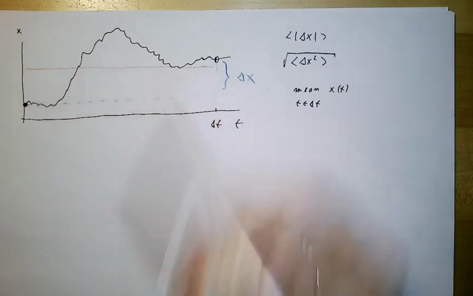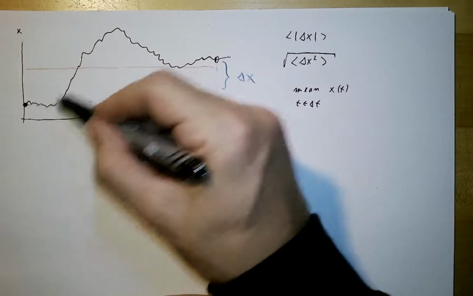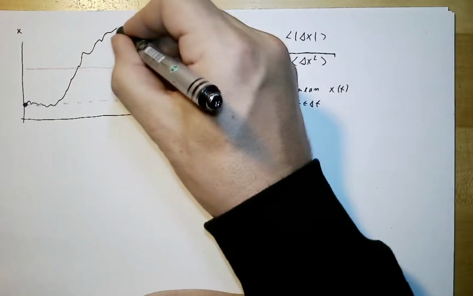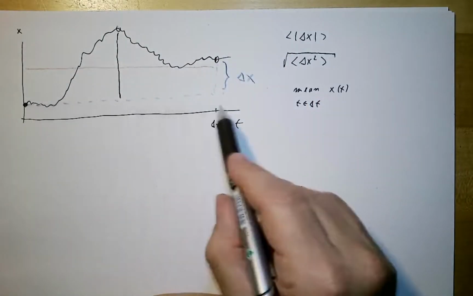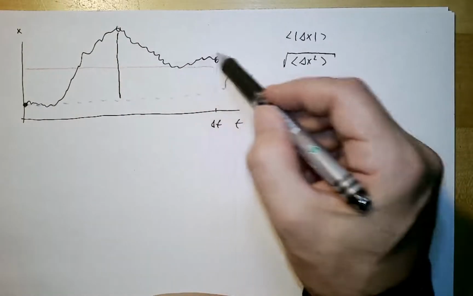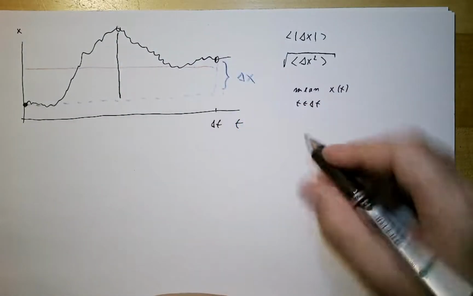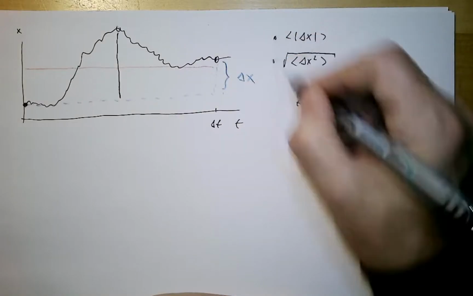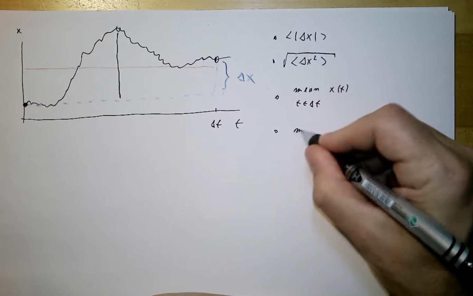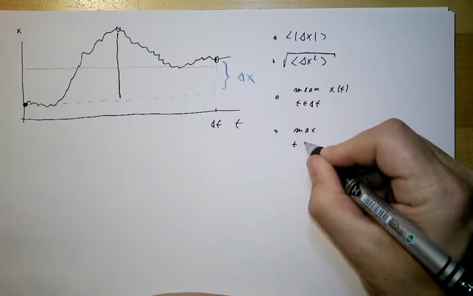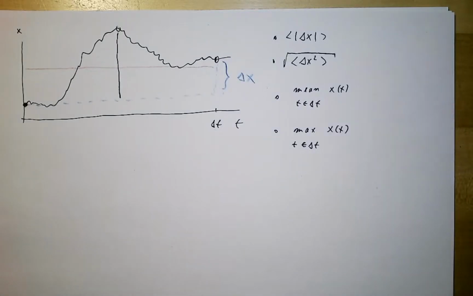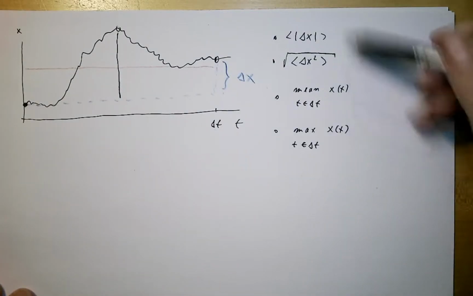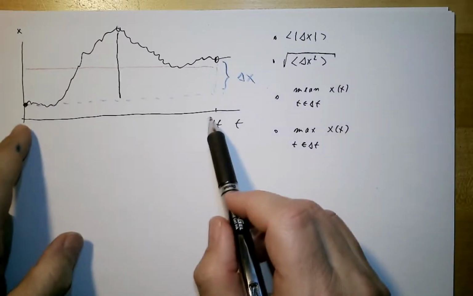Or you could say maybe I choose the max value. Maybe I say actually this is my delta x. I want to know what is the maximum value that my trajectory obtained in my interval delta t. So we could also say, for example, what is the max over all t in this interval of x of t. And these are different possibilities. These are all functions which depend on your time interval.